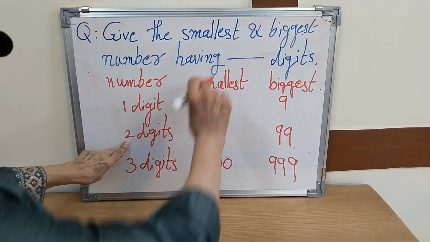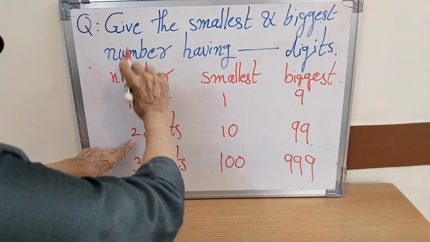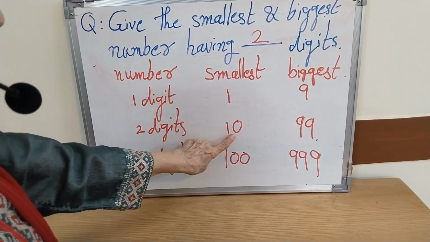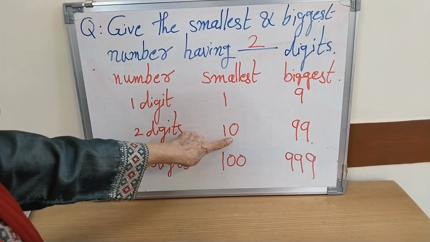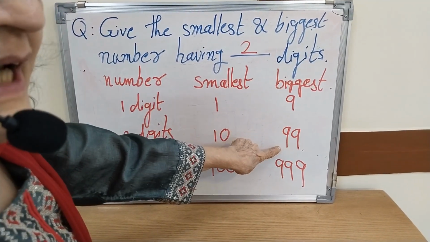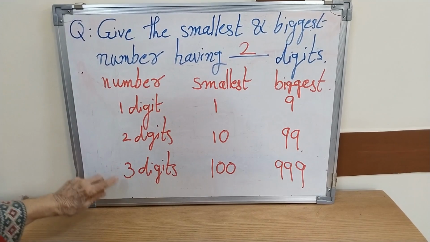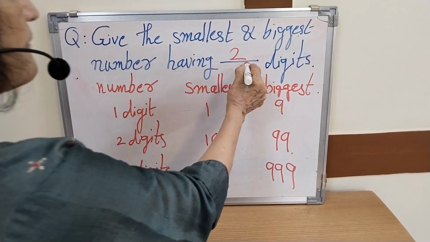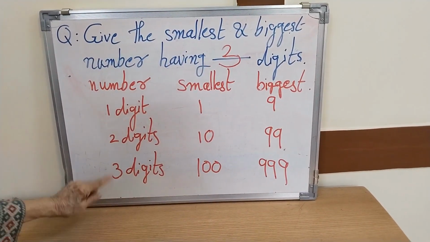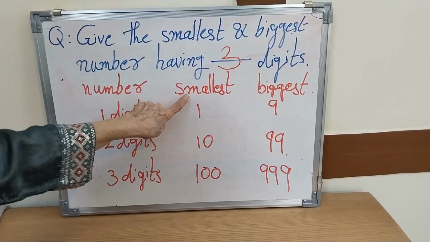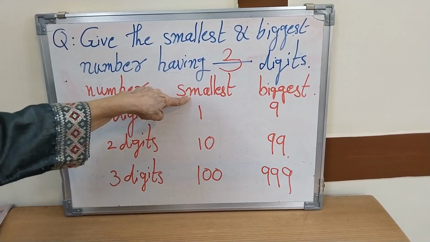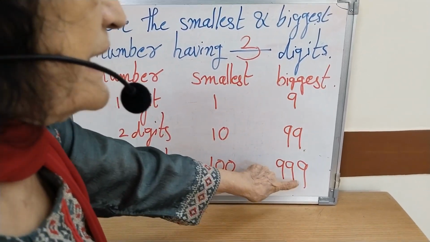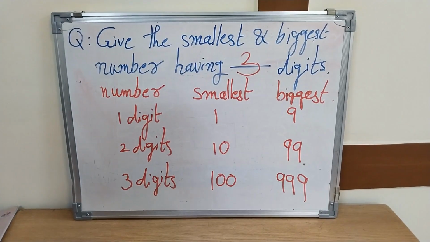Suppose they write, give the smallest and biggest number having 2 digits. Then we have this answer. Smallest number is 10 and biggest number is 99. If they say give the smallest and biggest number having 3 digits, then we can say that the smallest number under 3 digits is 100 and the biggest is 999.